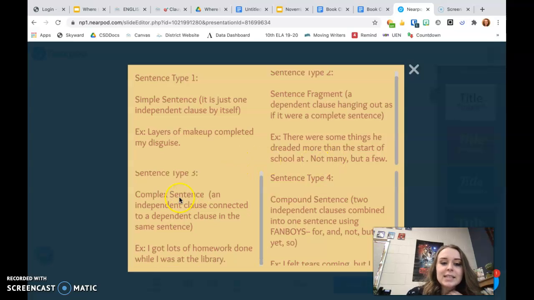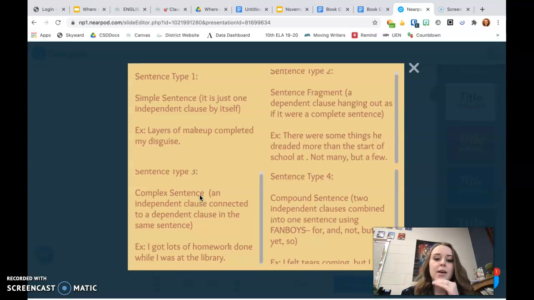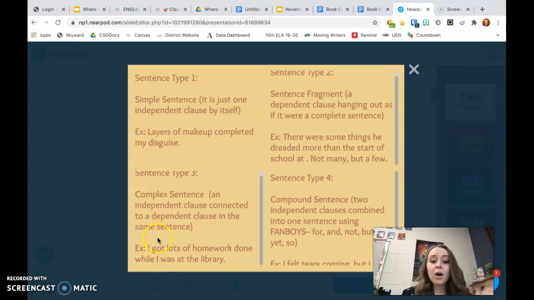So the third sentence type is a complex sentence, which is an independent clause connected to a dependent clause in the same sentence. So we talked about this one. I got lots of homework done while I was at the library. I got lots of homework done. I is the subject. Got homework done is the predicate. While I was at the library is a time frame. It's a dependent clause attached to an independent one.